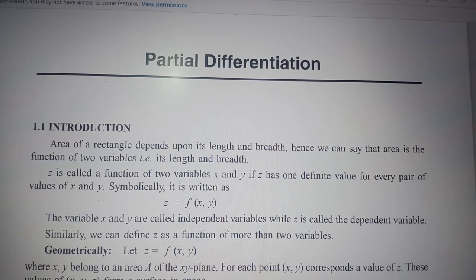Today we are discussing partial differentiation, the theoretical section of H.K. Das Mathematical Physics. So, introduction of partial differentiation.